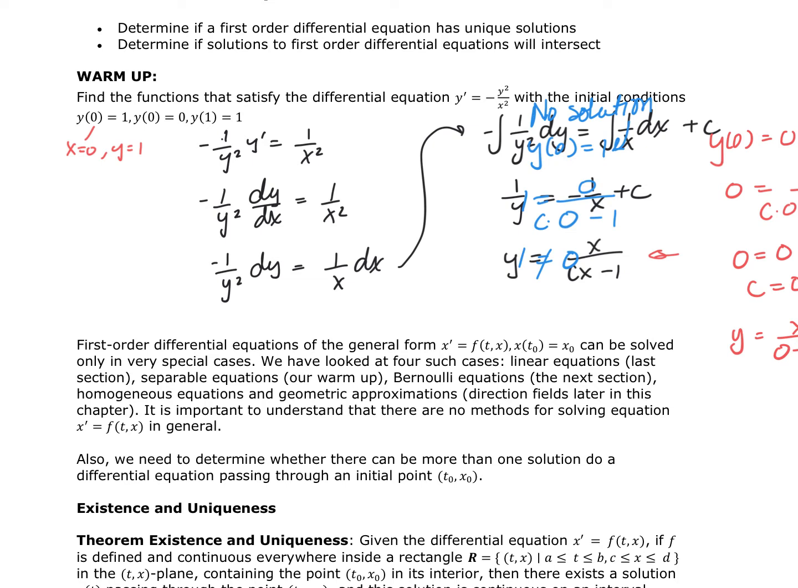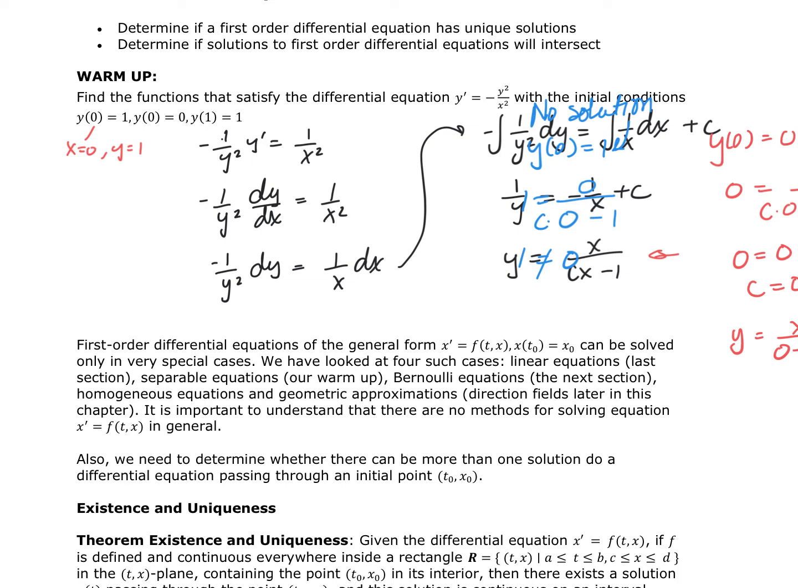It can be solved only in very special cases. We have looked at some of these cases, and some of them we're going to be looking at. We have the linear equations, which we did in 2.3. We had separable equations, which we did in the beginning of the chapter. We're going to do Bernoulli equations, which is the next section. Then we're also going to look at homogeneous equations and geometric approximations. Those are the direction fields, and we're going to look at those at the end of this chapter.